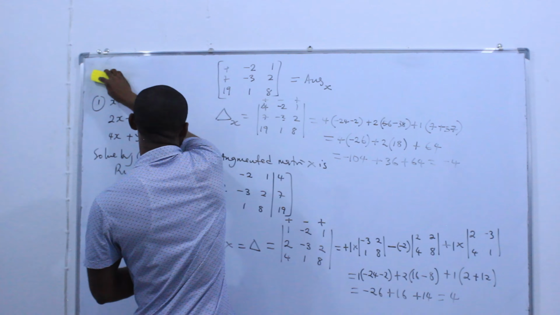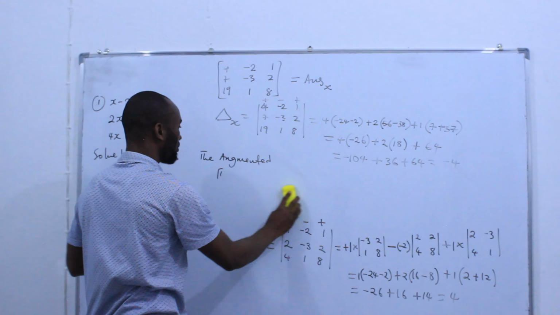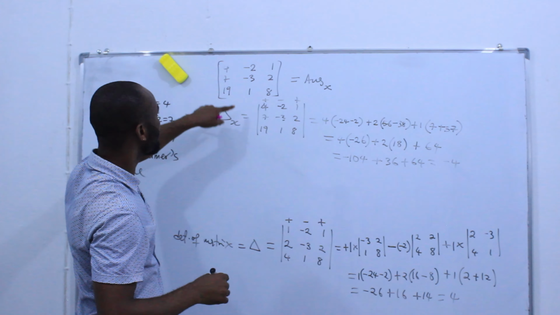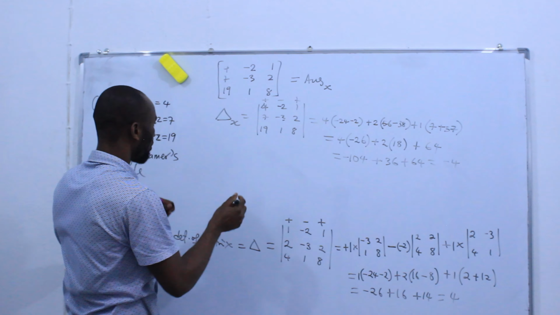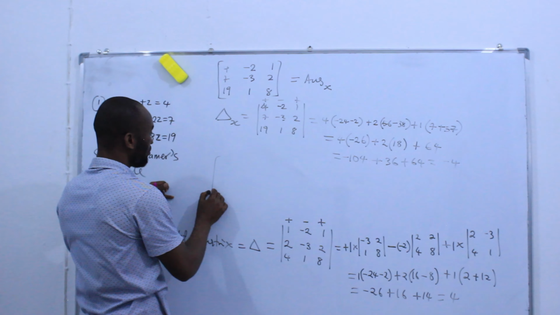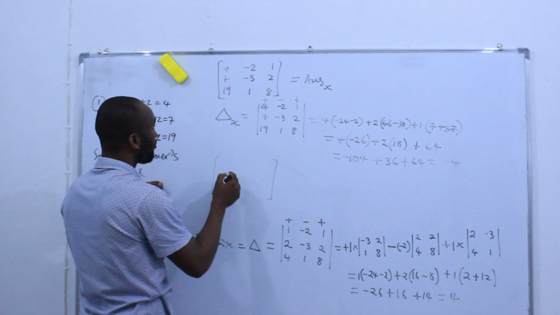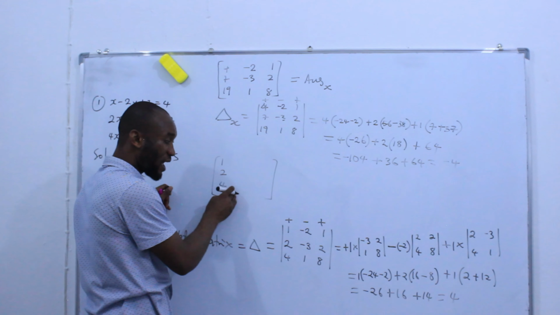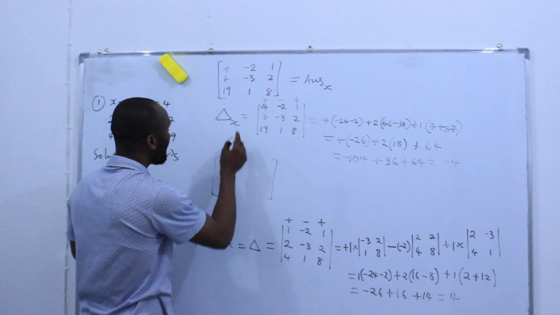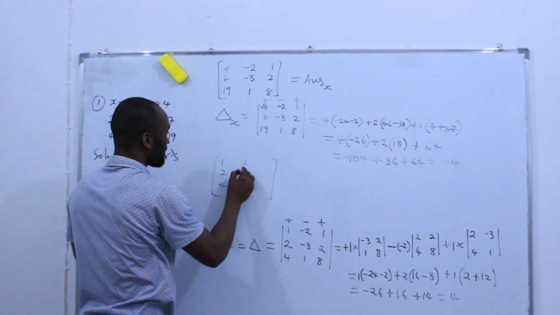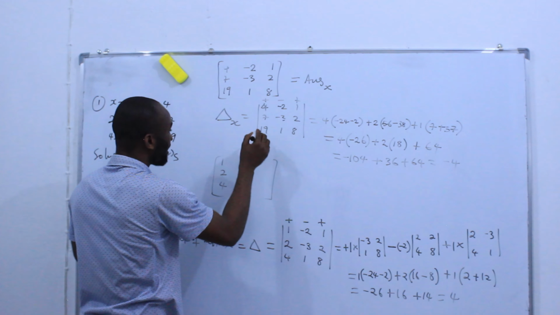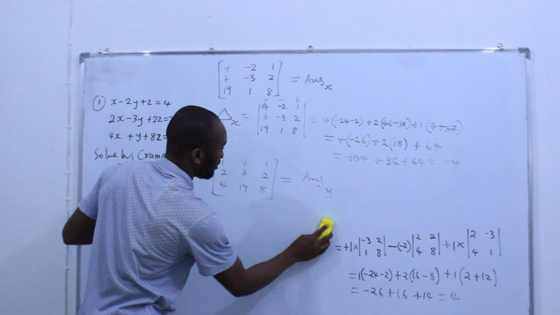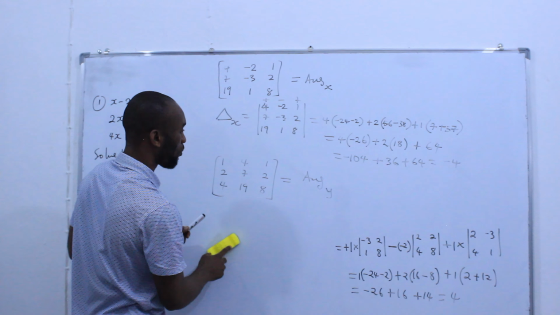So the determinant of the augmented matrix for X gave me minus 4. Now let's also look at the augmented matrix for Y. I'll retain the coefficients for X, then replace the coefficient for Y by 4, 7, and 19. And then I have 1, 2, and what? 8. This is the augmented matrix for Y.